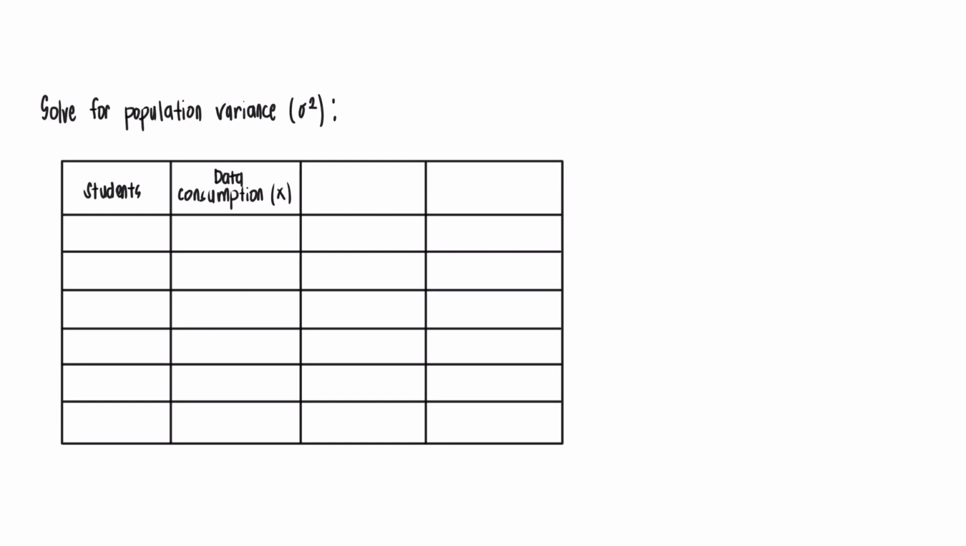In the third column, we are going to find the difference of x and the population mean. You have to remember that the computed mean is equal to 120. Next, we are going to find the square of the results of the third column.